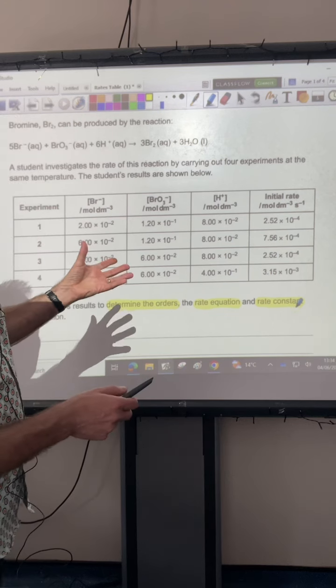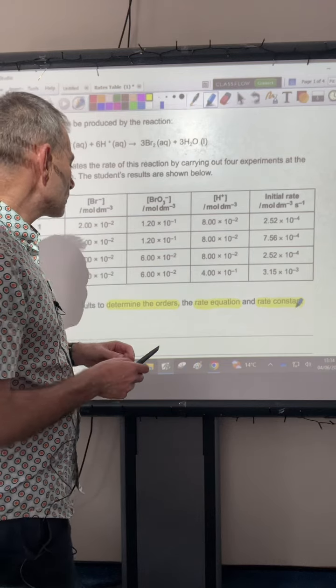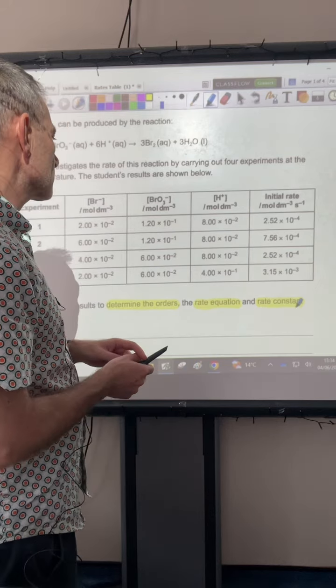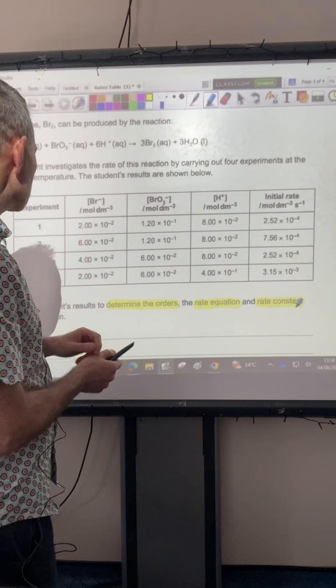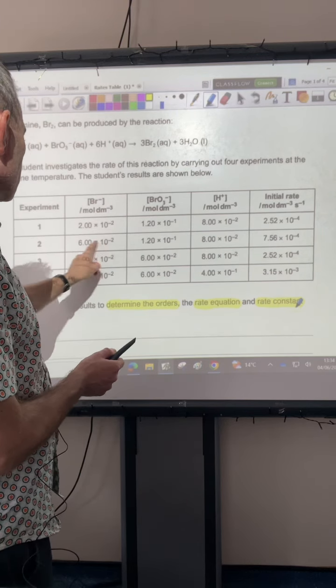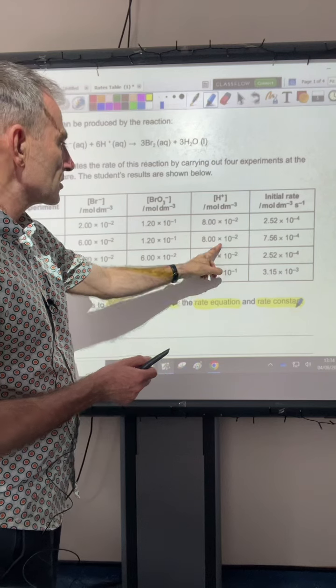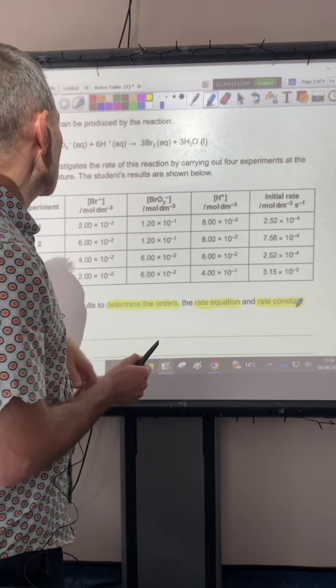So the first thing we need to do is find a couple of experiments, ideally where you can hold two of the reactant concentrations constant and just vary one of them. And we can do that for Br minus because 1 and 2 you can see it's changing its concentration, but the other two are remaining constant. So those two experiments will help us get the order with respect to Br minus.